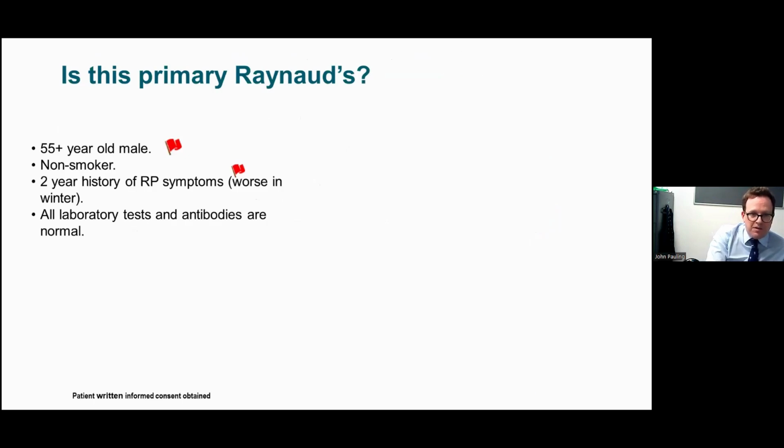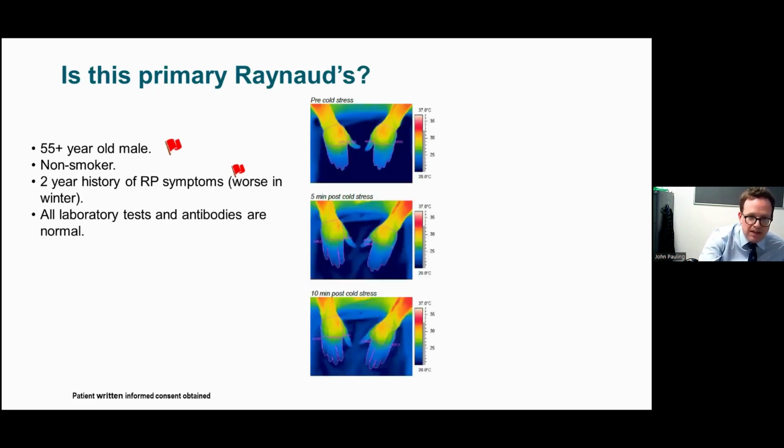So I'll give a couple of examples. This is a gentleman in late middle age, non-smoker, and he suddenly developed Raynaud's symptoms. So there's a few red flags there. One is that it's a male, because we know that primary Raynaud's is far more common in females than males. The other is that he's developed symptoms in his 50s, but all of his laboratory tests and antibody testing was normal. And this is his fingers.